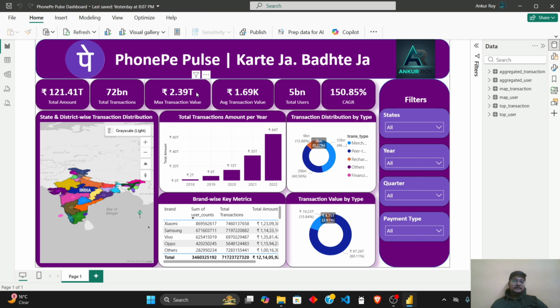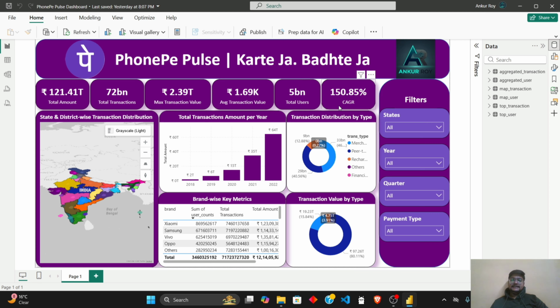Next we have the maximum transaction value, which is around 2.39 trillion, the highest transaction amount recorded for a single category or period. Next we have the average transaction value, which is around 1.69 thousand. This shows the average amount users spend in a single transaction. Next we have the total users. The cumulative number of users adopting PhonePe nationwide is around 5 billion.